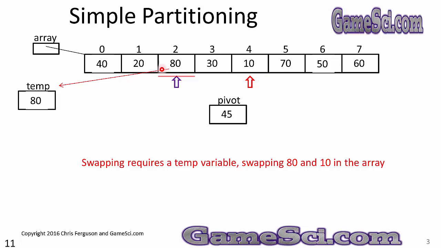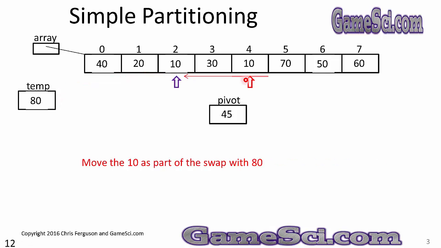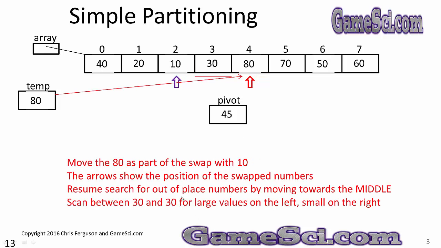Swapping requires a temp variable. We'll move the 80 into the temp variable. This is part of the swap of 80 and 10 in the array. Now we can move the 10 over and wipe out the 80 that was right there. But we don't mind overwriting the 80 because it's safely in the temp variable. The arrows showed the positions of the swapped numbers. 10 and 80 just changed positions.